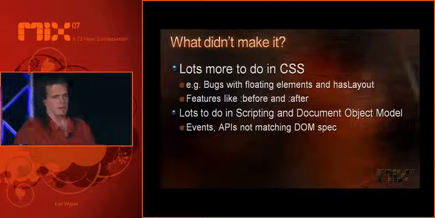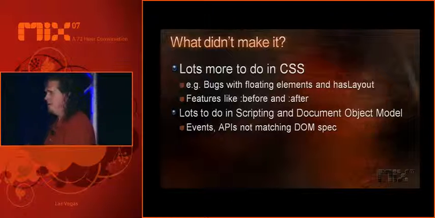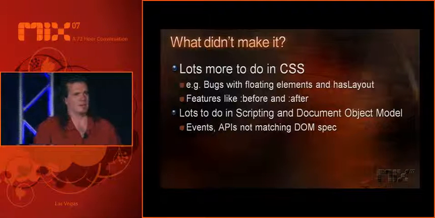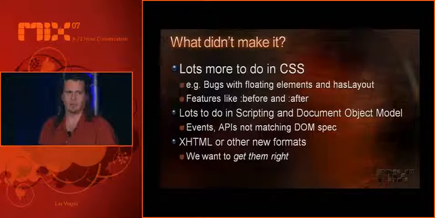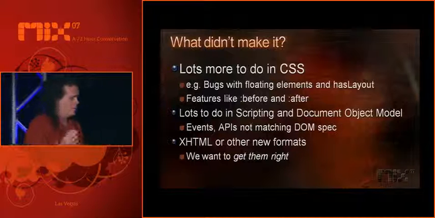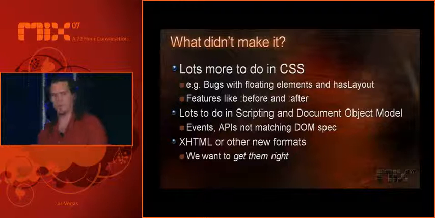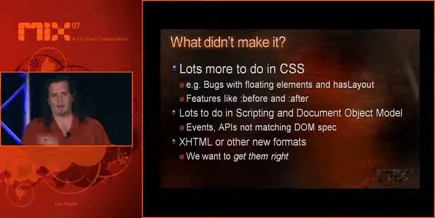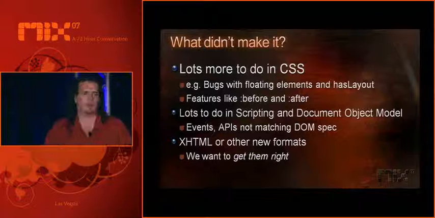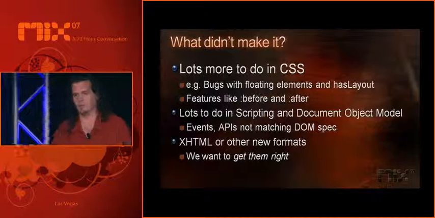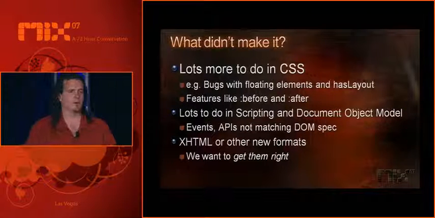With scripting and object model, a bunch of things, particularly events. This is my personal favorite one. Events don't directly match the DOM spec. It can be kind of hard to write interoperably. A big one actually was XHTML support, or other new formats as well. And the one thing I'll say about that, because I took a real beating from some people on the web about this, we didn't do XHTML, meaning the MIME type application/xhtml+xml, because we didn't want to do that until we could really get it right. Like if we do a half job at that, we actually create more problems than we're actually solving.